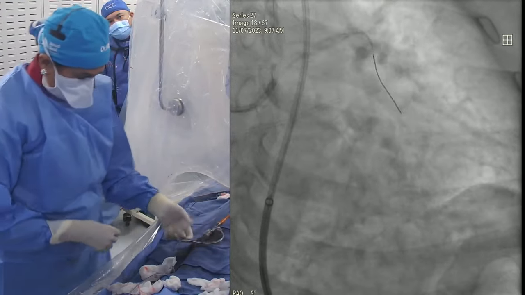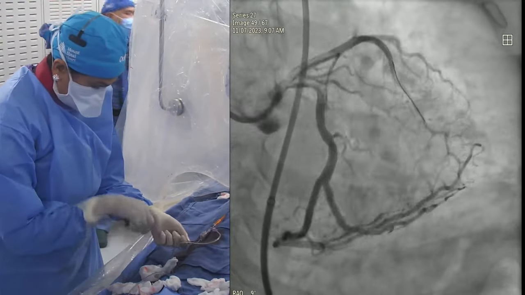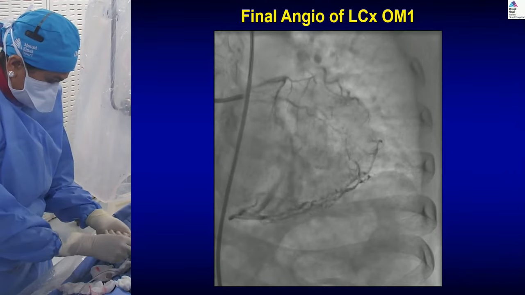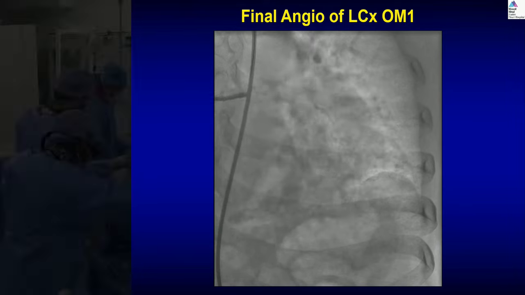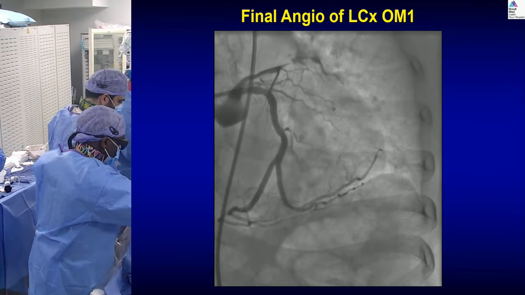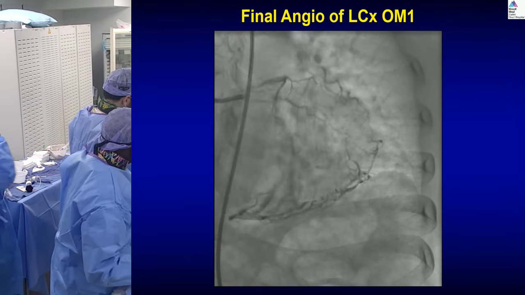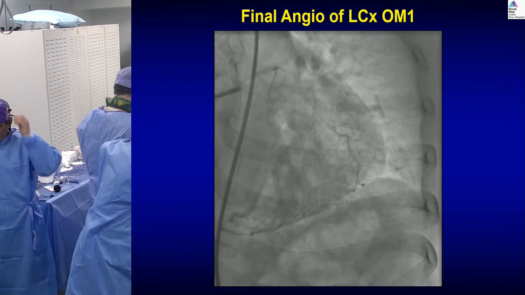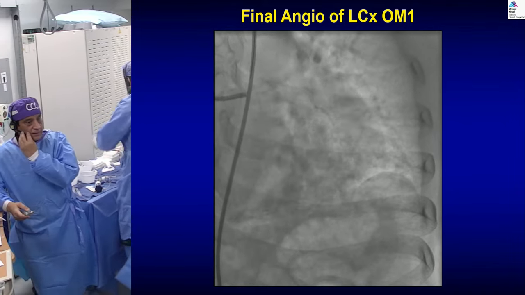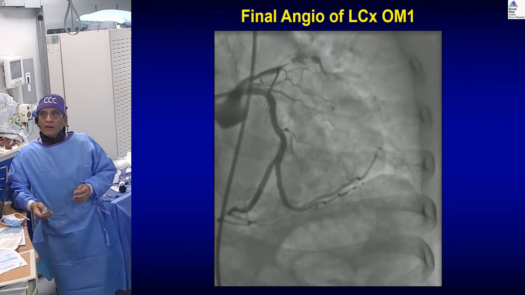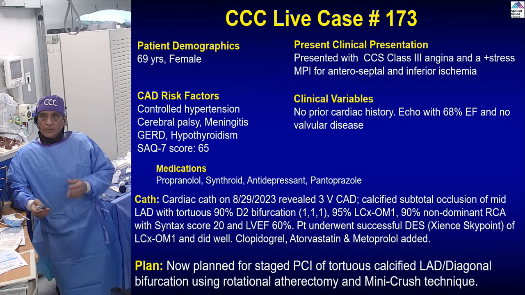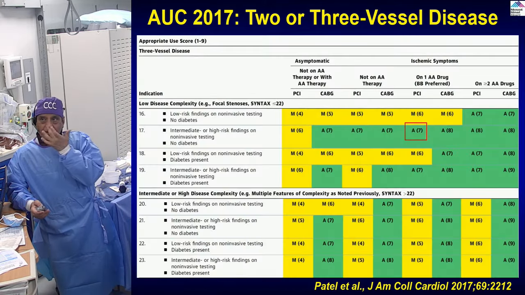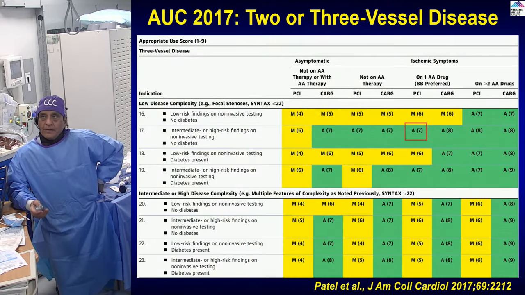And let's go to our presentation now. Okay, can we go to the slides? Yeah, this is the case we did. This LAD diagonal lesion, it was appropriate by every means.